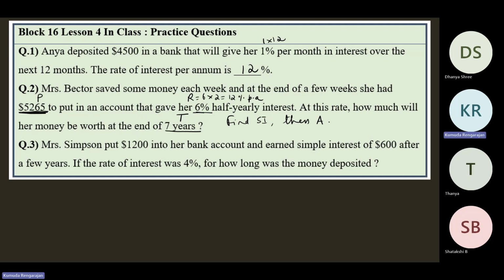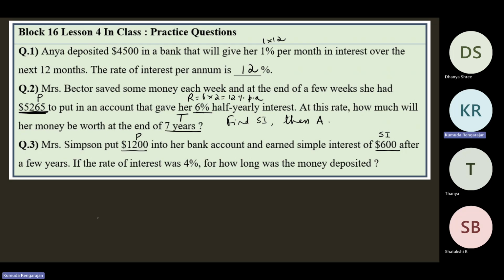Next one. Mrs. Simpson put $1,200 into her bank account and earned simple interest of $600 after a few years. If the rate of interest was 4%, for how long was the money deposited? So what is this? She put this much into her bank account, so this is the principal. She earned simple interest of $600. So this is the simple interest.